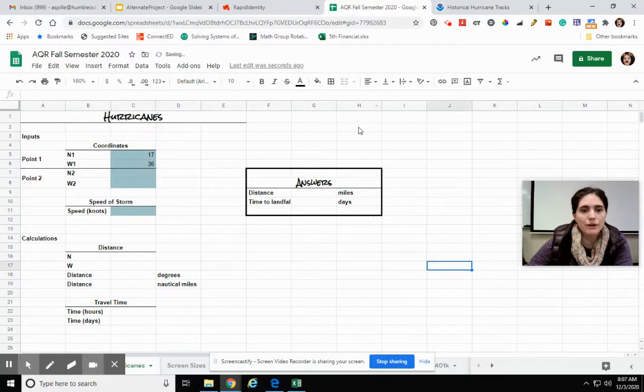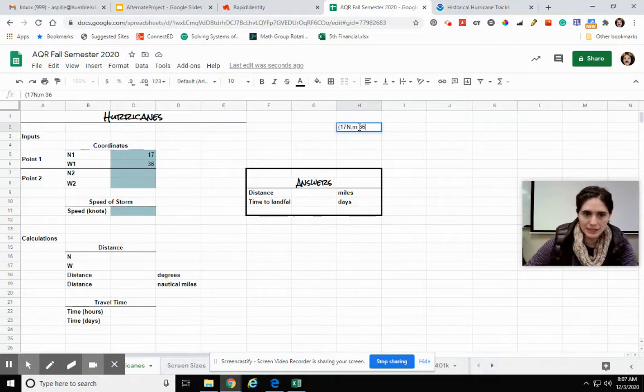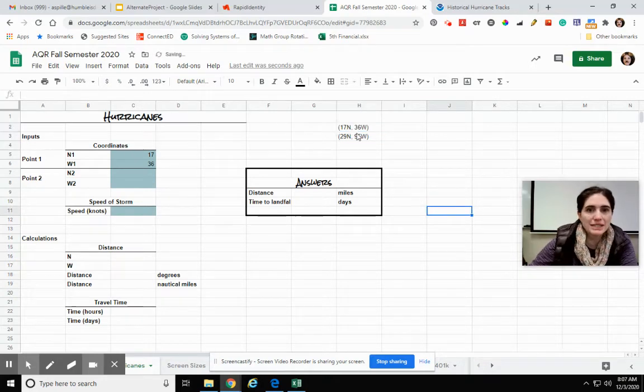Normally when we have coordinate pairs, we have something like this, like 17 degrees north and 36 west. We have it like that. And then it hit Galveston, so I'm going to call it 29 north, 95 west. So I would have two coordinate pairs. So I have this one with the north and west, and I have the other one with the north and west.